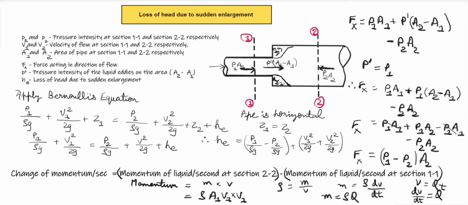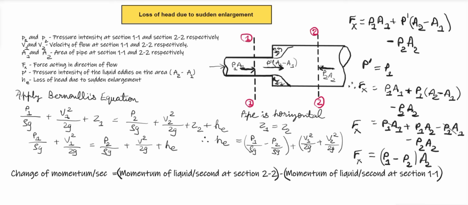From this, let's write the momentum of liquid per second at section 2. That will be equal to rho A2 V2 square. And for section 1, the momentum of the liquid per second will be equal to rho A1 V1 square. Therefore, we got the change of momentum per second as rho A2 V2 square minus rho A1 V1 square.